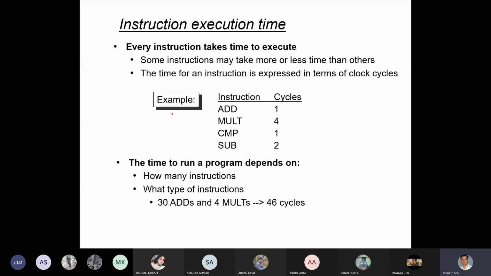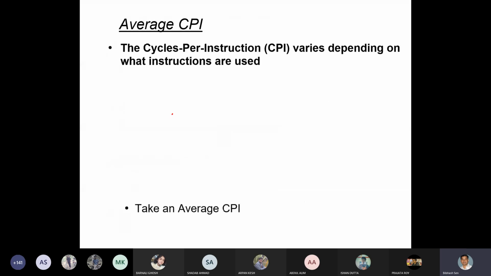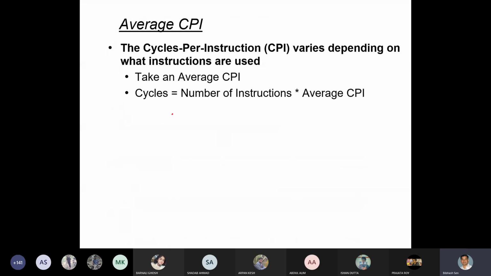Even though the number of multiplication instructions is only 4 and adds are 30, it is 46 clock cycles. So our main criterion is that you have to find the average CPI. For a particular machine A and machine B, you always try to find the average clocks per instruction. The cycles per instruction, CPI, varies depending on what instructions are used. Take an average CPI. So total cycles will be the number of instructions times the average CPI. For a particular program you find the number of instructions and the average CPI, and if you multiply, you find the total clock cycles.